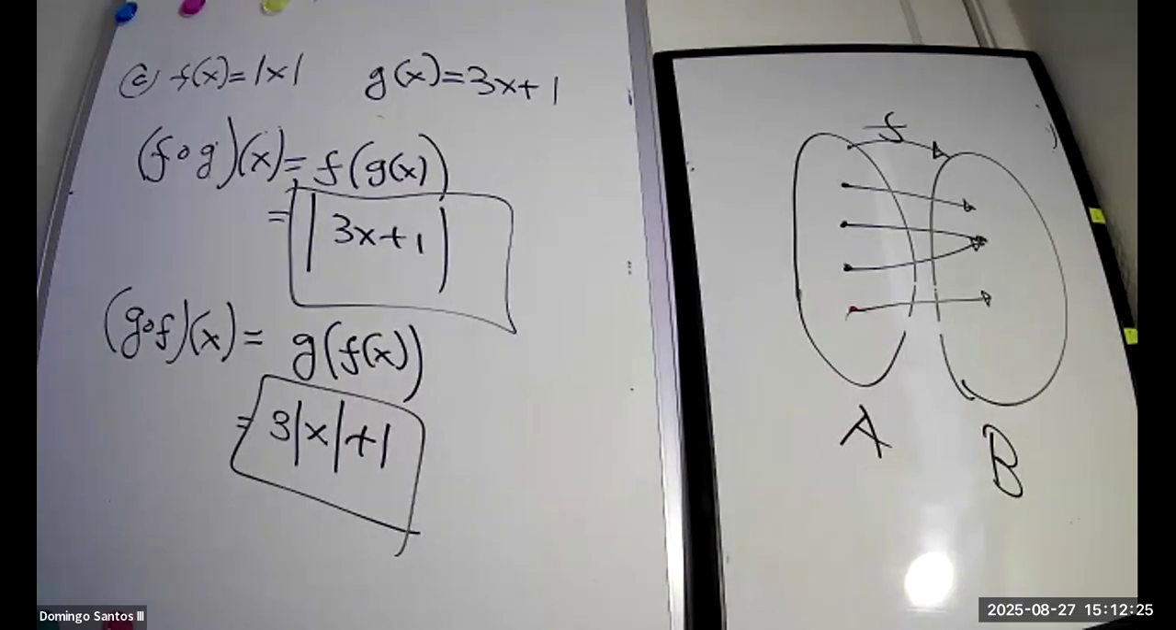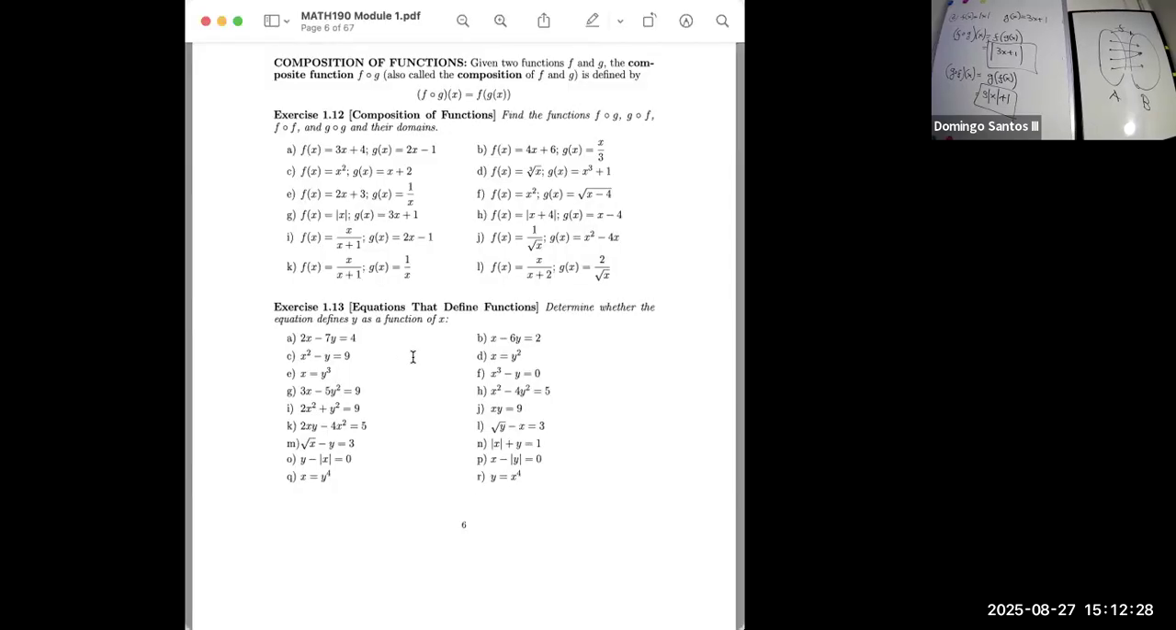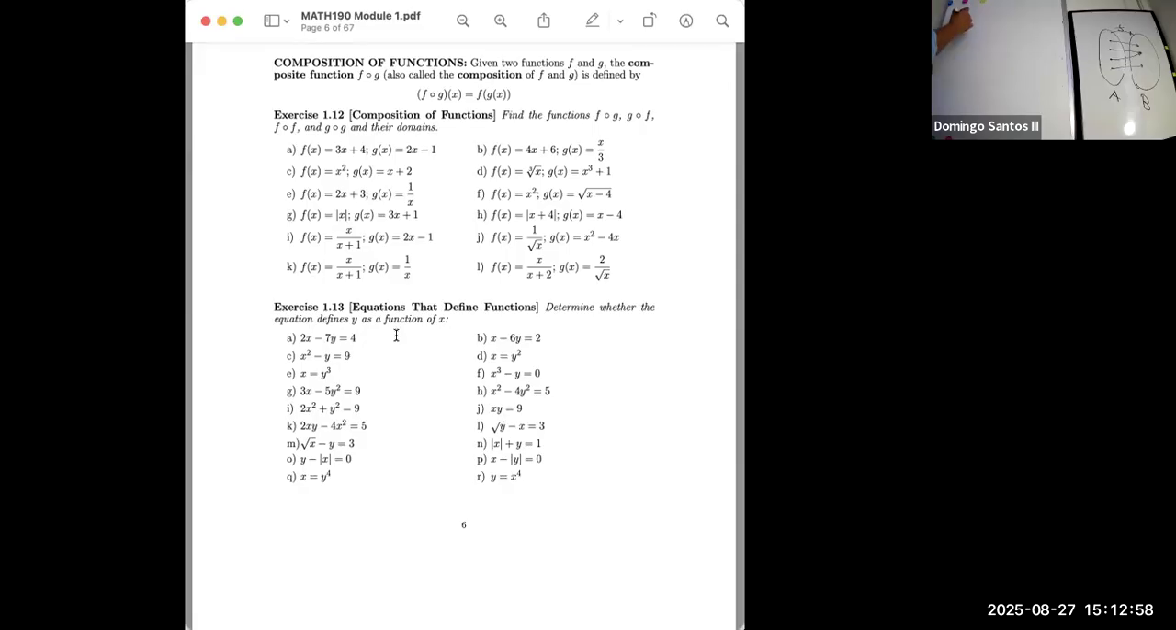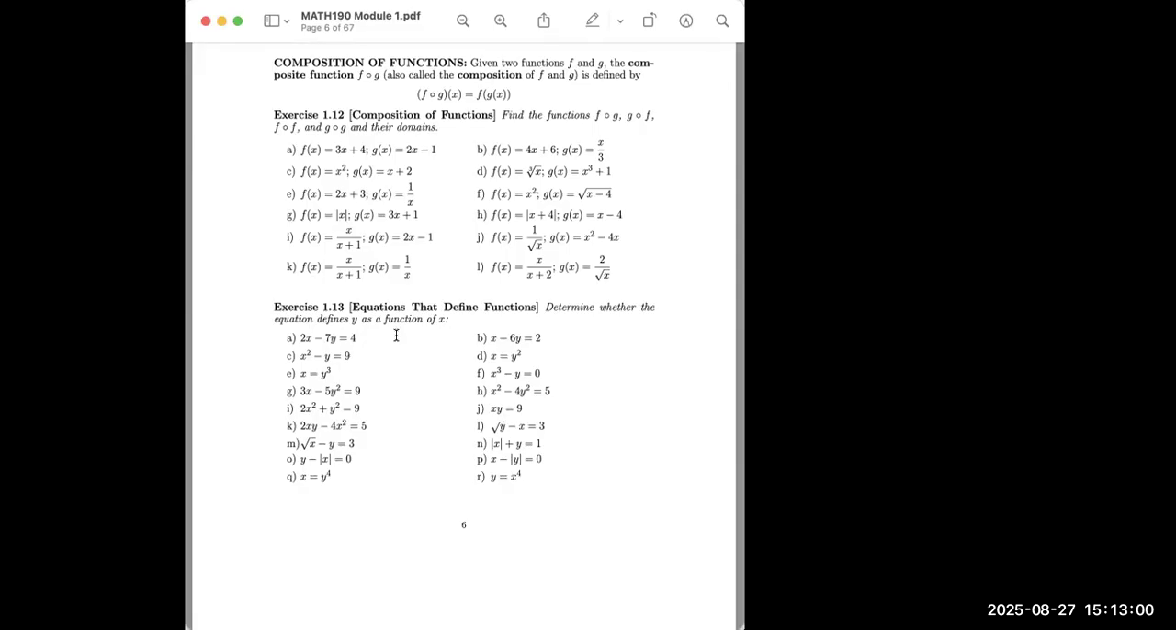Now let's go back to the question. It says to determine whether the equation defines y as a function of x. Meaning, you want to express the equation as y equals f of x equals something. Let's do letter A first. Can you read letter A, Hassan? Okay. 2x minus 7y equals 4.